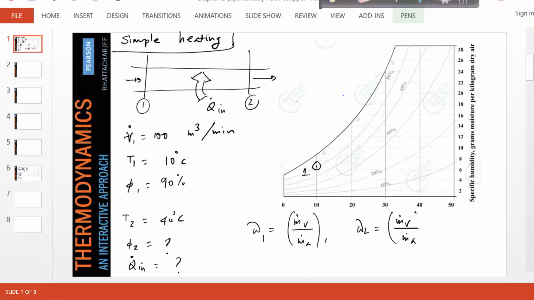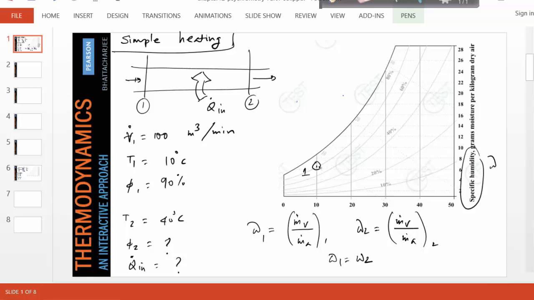at state 2, the mass flow rate of vapor or air, neither is changing, because the amount of air that enters every second cannot be different at state 1 and 2. The amount of vapor that enters at state 1 must be the same as the amount of vapor that exits at state 2, because we are not adding or subtracting any water molecules. So even though we are heating the system, mass conservation will tell you that omega 1 must equal omega 2. We know this axis is specific humidity, which is omega.